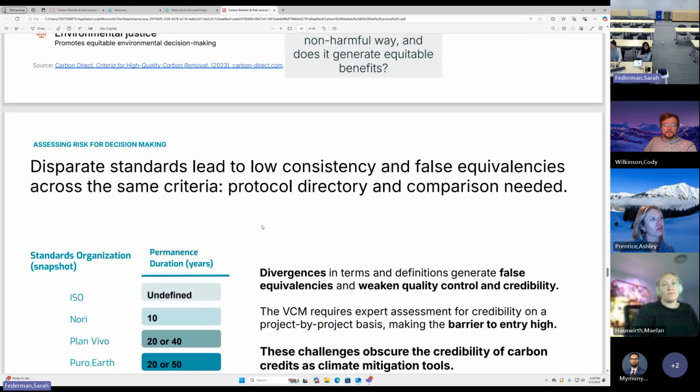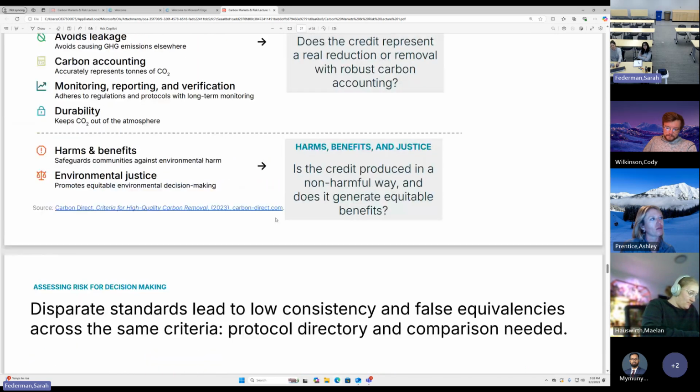So I know we are getting a lot of questions about standards. Unless, are there any other questions about quality criteria?